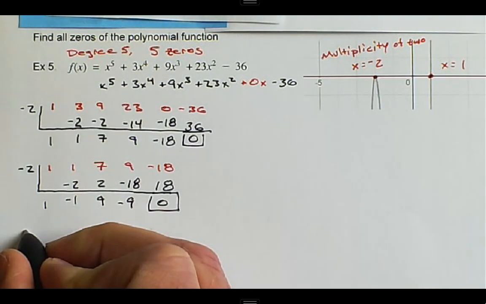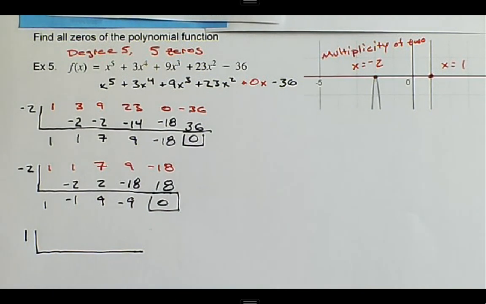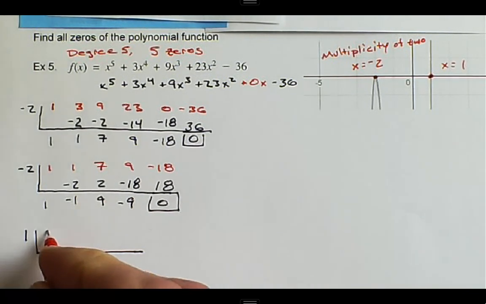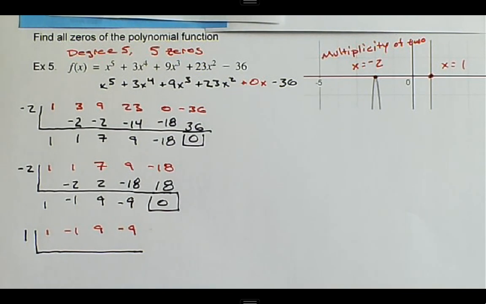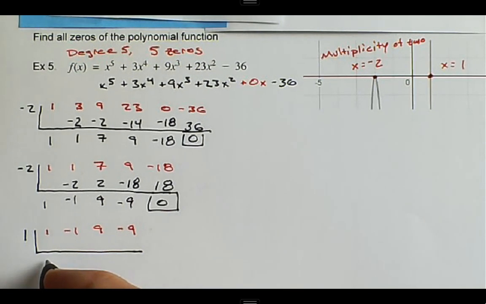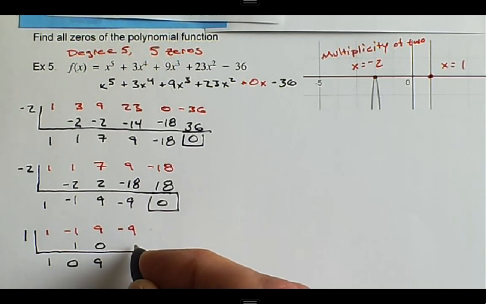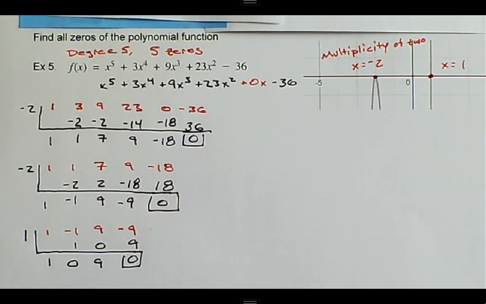So I'm going to use synthetic substitution with the value of 1. And I'm going to use the remaining polynomial coefficients from up here. So we got 1, -1, 9, and -9. And we're going to add down and multiply in the diagonal. So we get 1, then we get 1, then we get 0. Multiply in the diagonal, we get 0. Add down, we get 9. Multiply on the diagonal, we get 9. Add down, and we get 0.